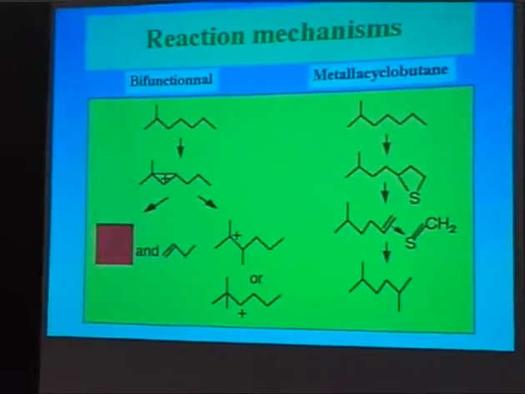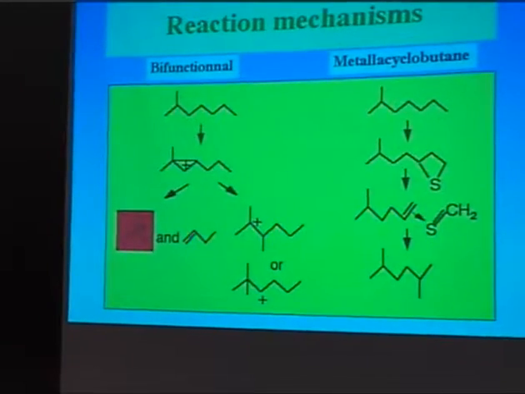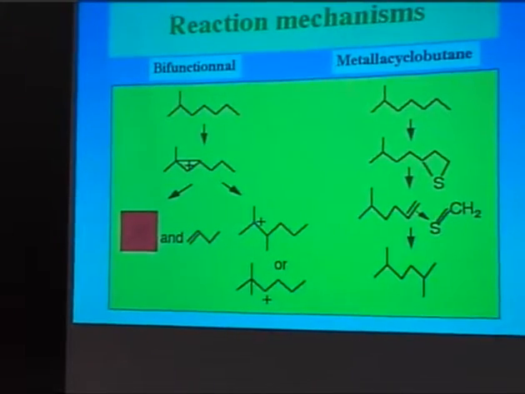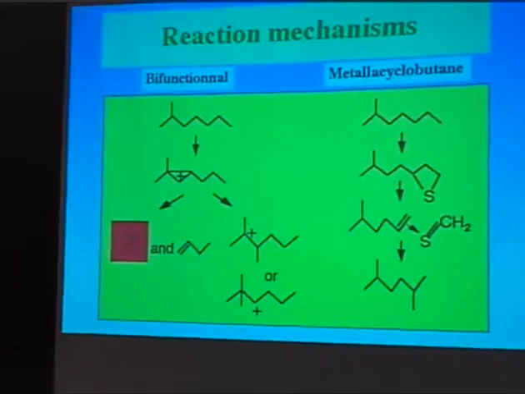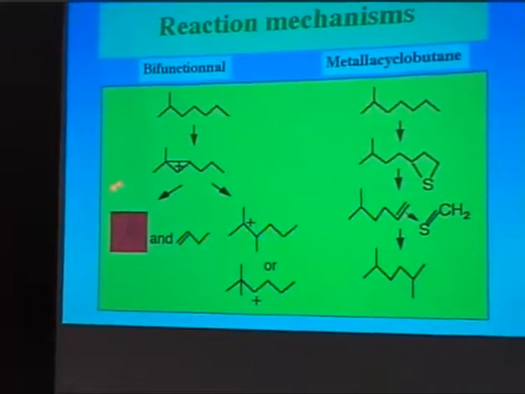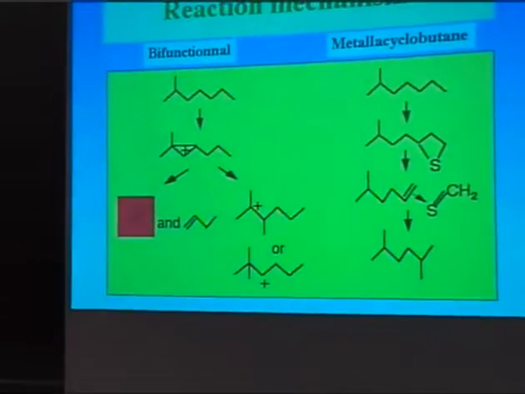And that explains why, when you go to very high conversion, you increase the branching of your hydrocarbon, and you increase the possibility to crack. That's why the selectivity falls down so quickly. Or you do the isomerization this way.